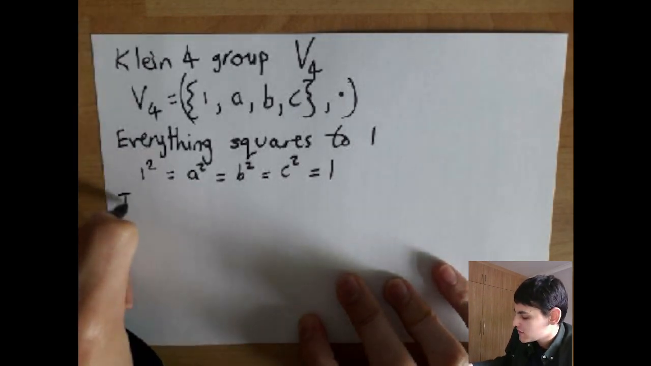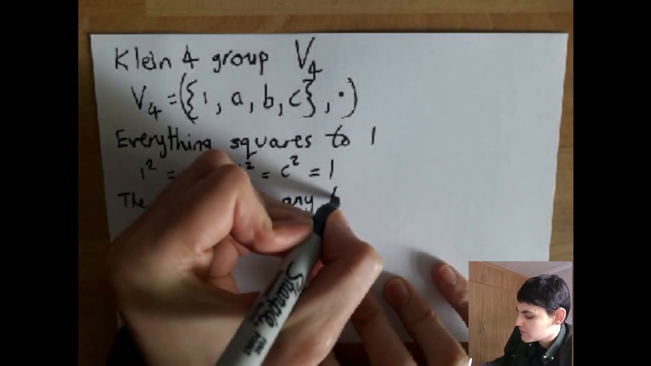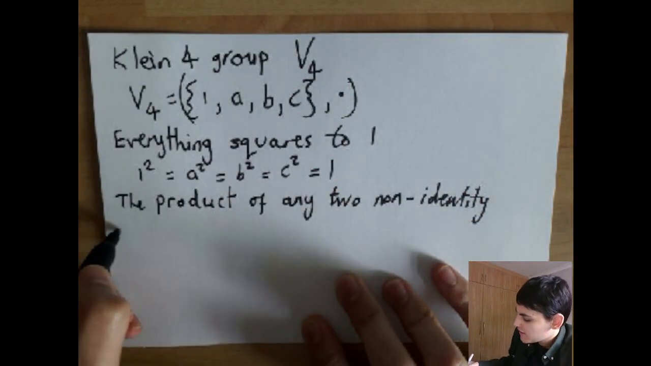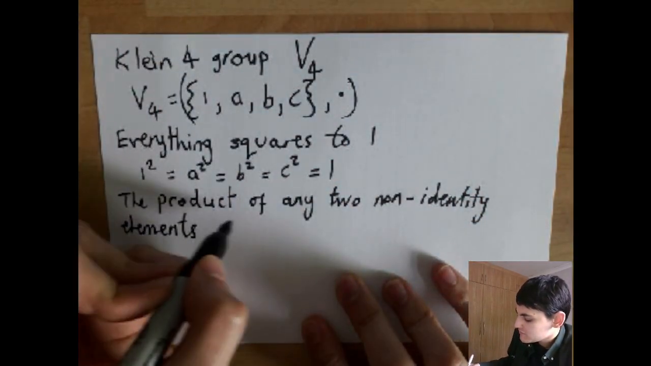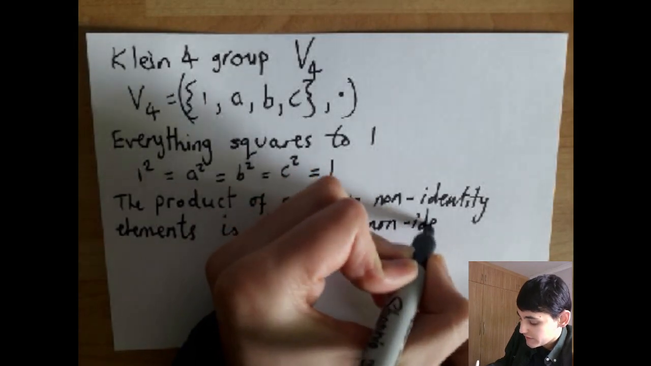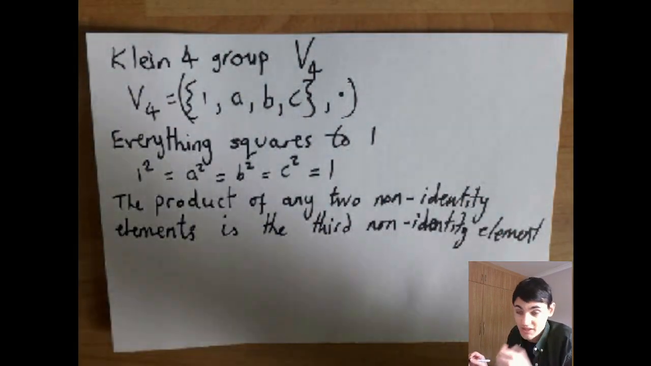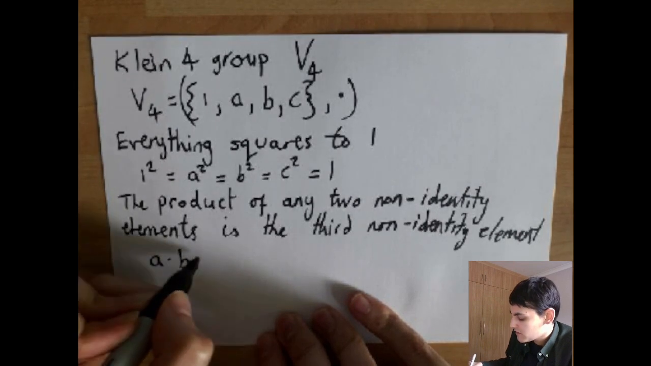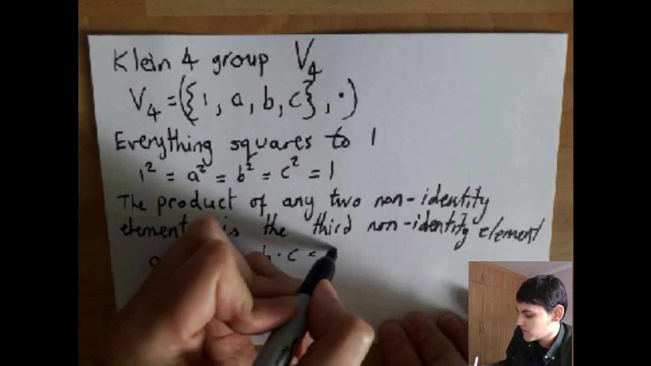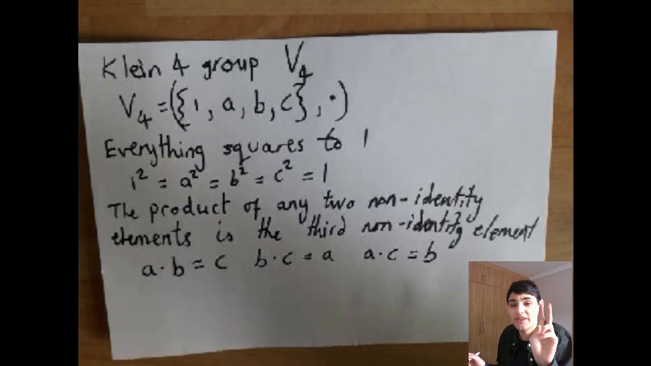And the product of any 2 non-identity elements is the third non-identity element. Now, what does that mean? Well, it means that if you've got A times B, that equals C. If you have B times C, then that equals A. And if you have A times C, that equals B. And then the same for the reverse.